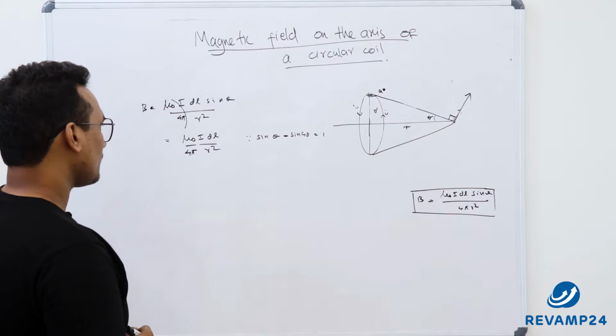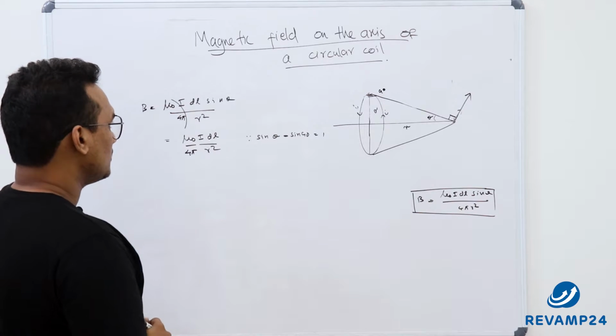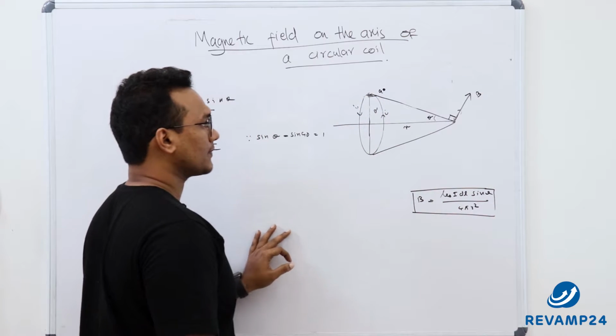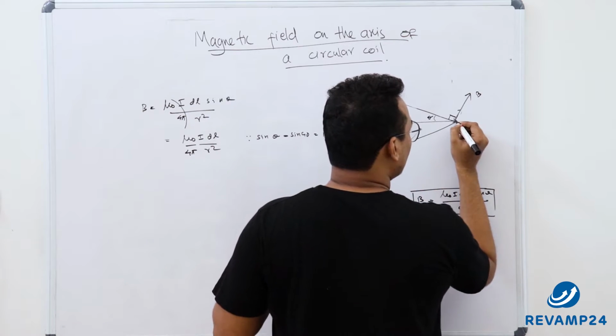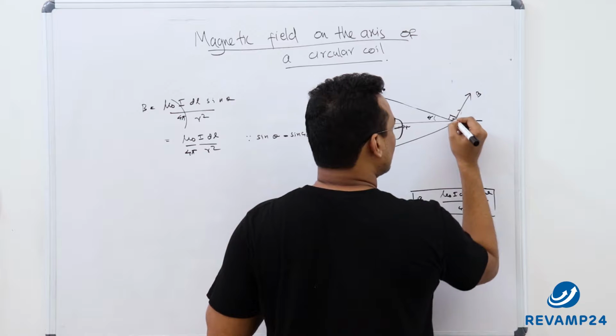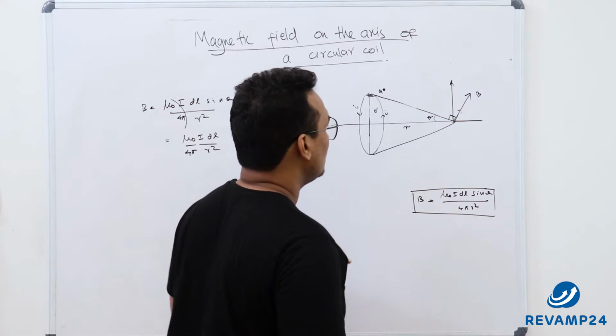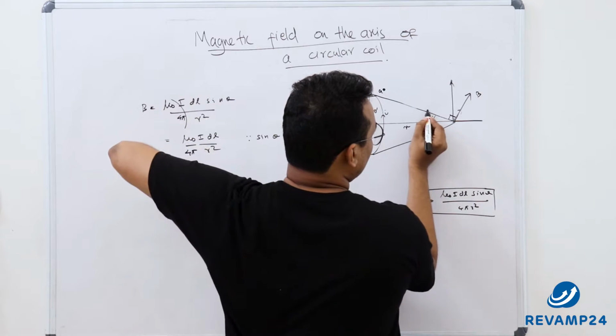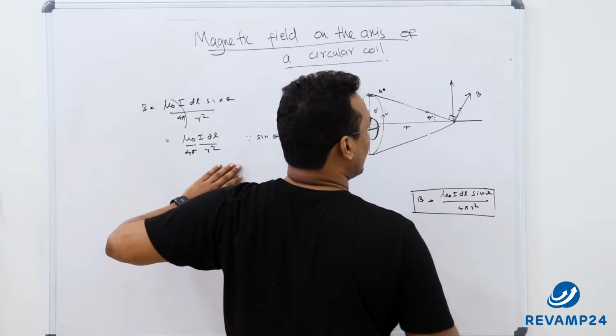Now, this is the direction of the magnetic field, right? This magnetic field can be split into two directions. One is in this way, another one is in this way. Now we know that these two are at 90 degrees, which means this one and this one make an angle of 90 degrees.